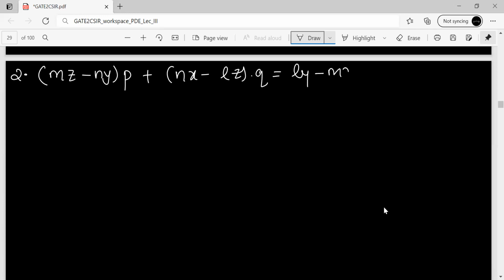So I hope you are getting the tone to solve this problem. So mz minus ny into p plus nx minus lz into q will be equal to ly minus mx. So you can pause the video and try on your own. Meanwhile, I'll supply the solution.